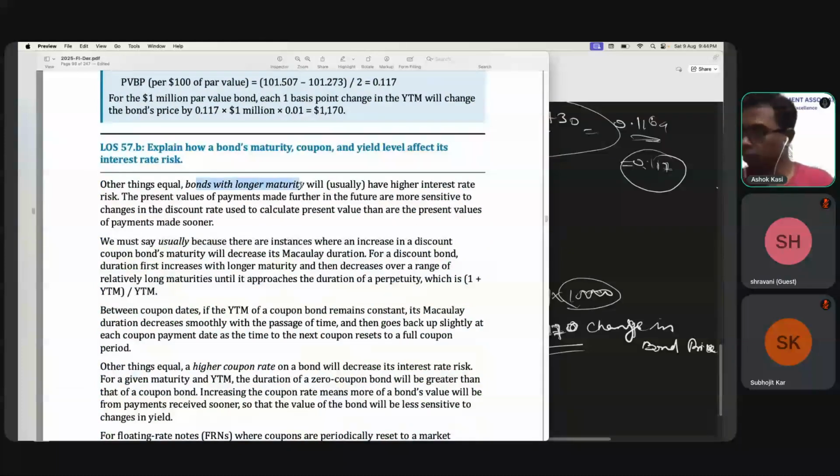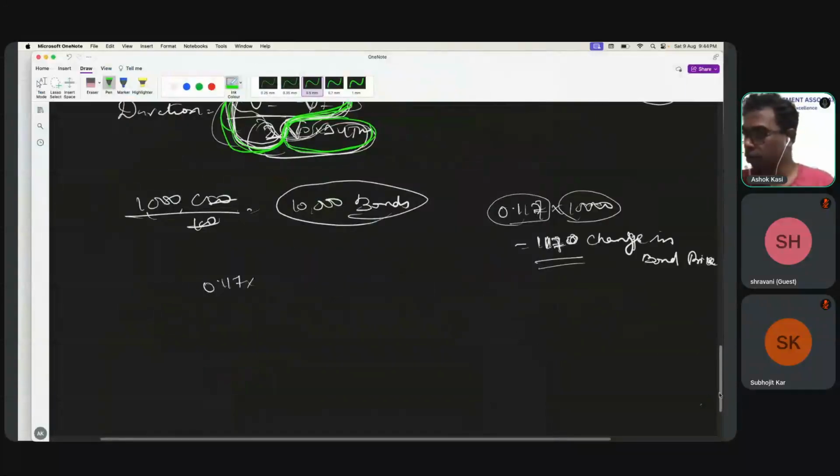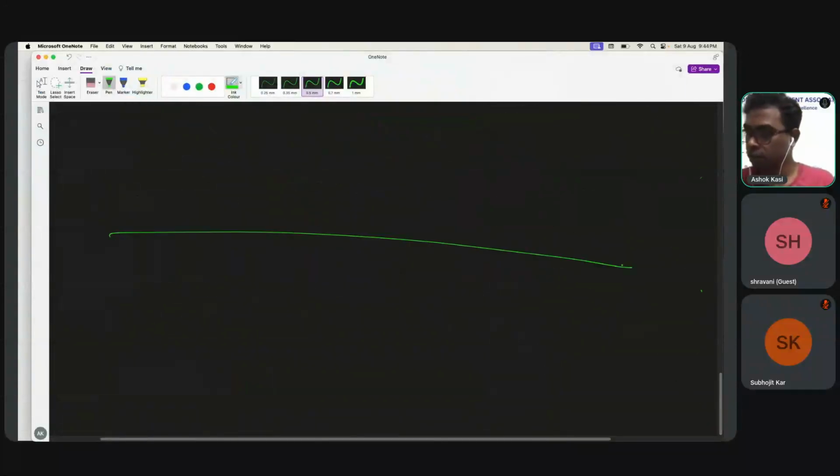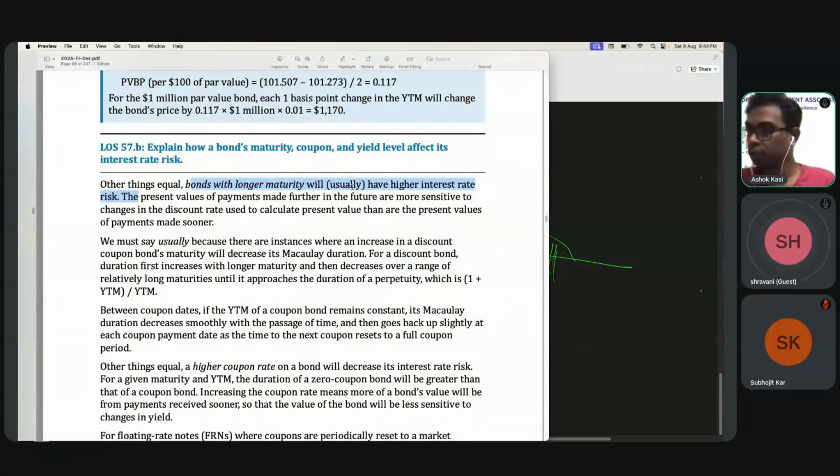Other things equal, bonds with longer maturities have higher interest rate risk. Can you understand this line? Because if you are in the bond for a longer period of time, in the long run, which risk is more effective? Price risk or reinvestment risk? In the long run, reinvestment risk is more powerful. So longer maturity will usually have higher interest rate risk. Interest rate risk means reinvestment risk only here they are speaking about. Okay, now you can read this further.